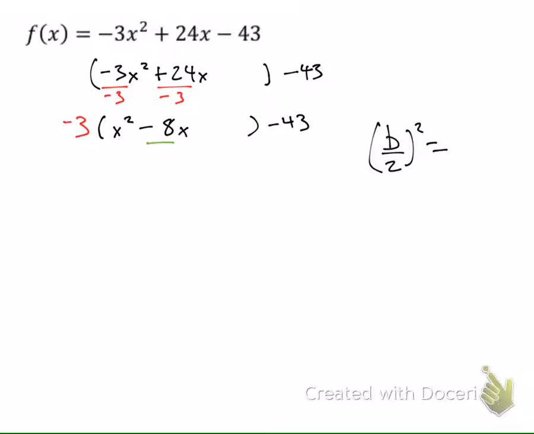negative 8, right? So let's take half of that, negative 8. And I'm going to divide that in 2, which would be negative 4 and then squared, which should give us negative 4 squared, negative 4 times negative 4, a positive 16. So the number we're going to put in here is going to be plus 16.